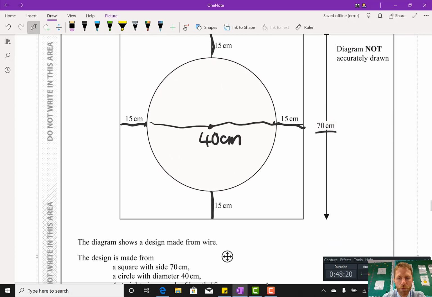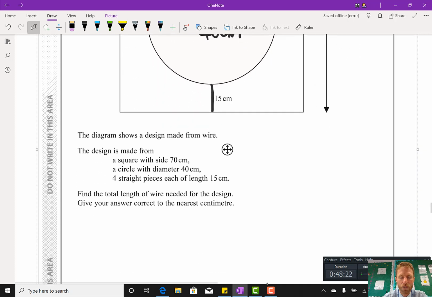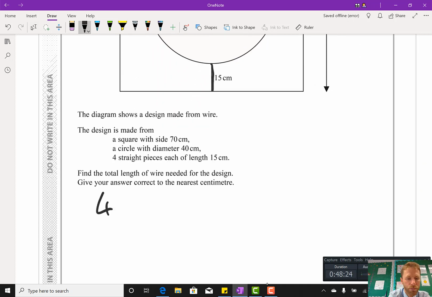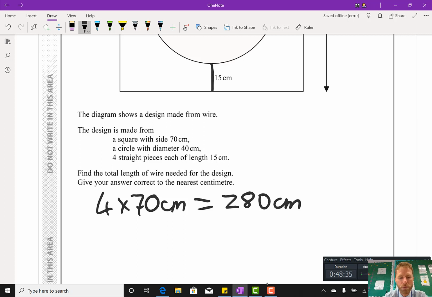I've got 4 sides, 70 centimetres each, so I need 4 multiplied by 70 centimetres of wire to make the outside of the square. 4 7s are 28, so I need 280 centimetres to make the square. So that's the square done.